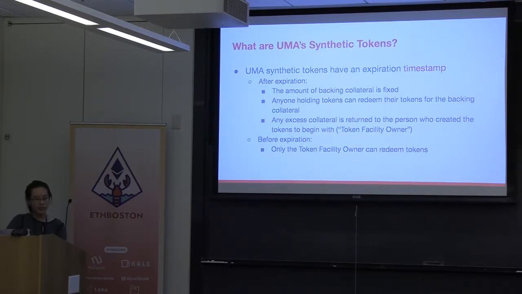Right? And so in a way, it's as if your economic risk at that point after expiration stops. So if you held one of these synthetic tokens that was the number of Twitter followers that Andrew Yang has, after expiration, the number of DAI that you're going to get for redeeming that token is just fixed. It doesn't move anymore. And it's going to update to the latest number of Twitter followers that it had right before that expiration.